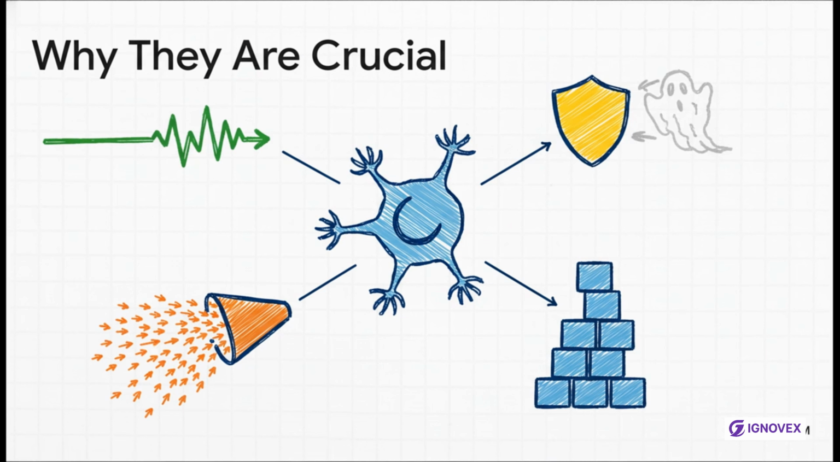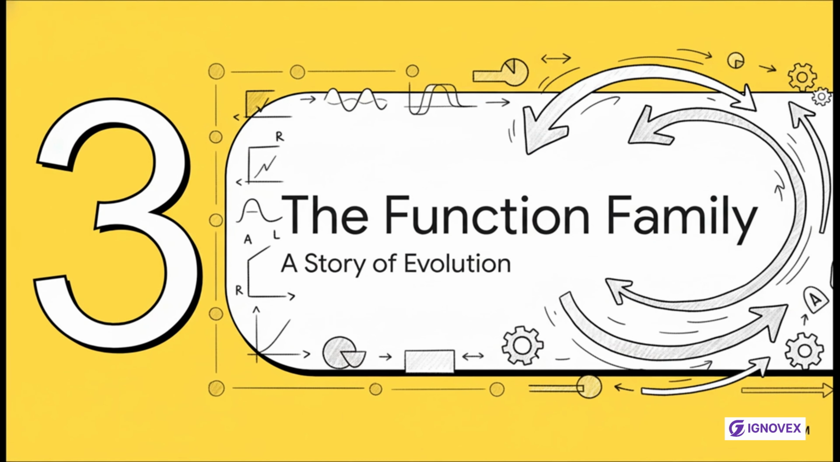So, to really hammer it home, they introduce that critical nonlinearity we just talked about. They also keep the neuron's output in a nice, manageable range, and, this is a big one we're about to get to, they help stop major training problems in their tracks. They are, and I'm not exaggerating here, the very reason deep learning gets to be deep. Now, here's where it gets interesting.